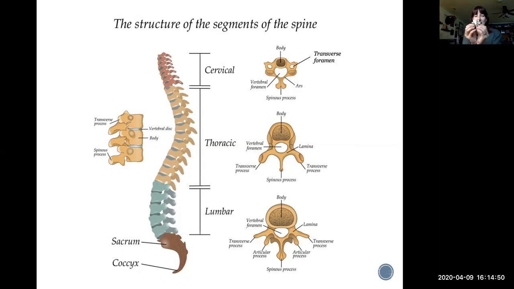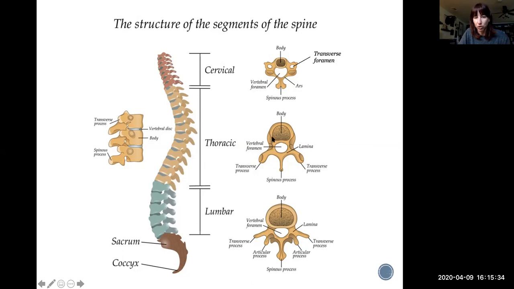But then side to side, you also have processes, and these are called transverse processes, okay? The transverse processes of cervical vertebrae are pretty much non-existent. The transverse processes of lumbar vertebrae are relatively small and undeveloped, though obviously they have their purpose. But on thoracic vertebrae is where the transverse processes are really, really important. That's because they are responsible for articulating with the ribs, okay? So it is these side-to-side projections on the thoracic vertebrae.